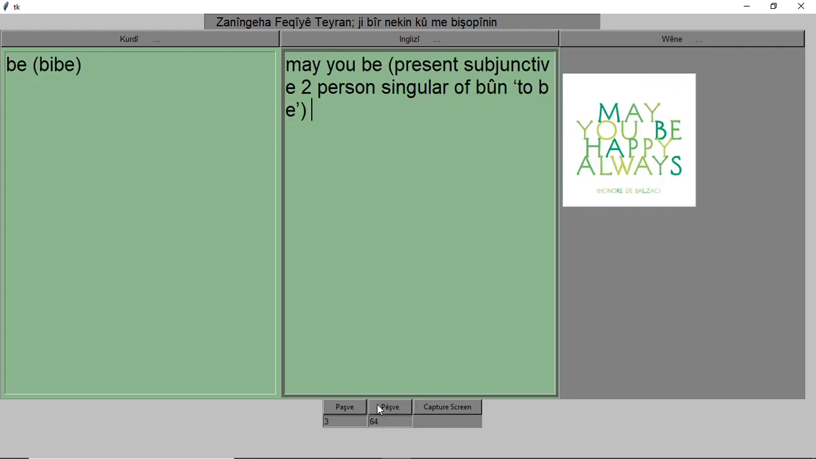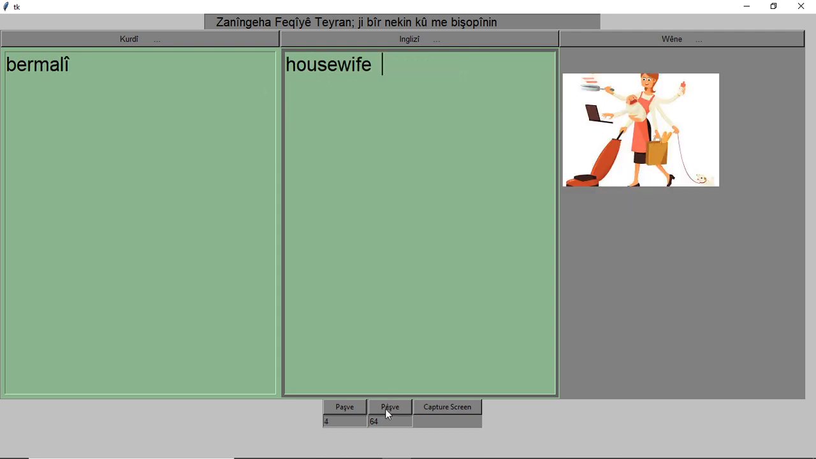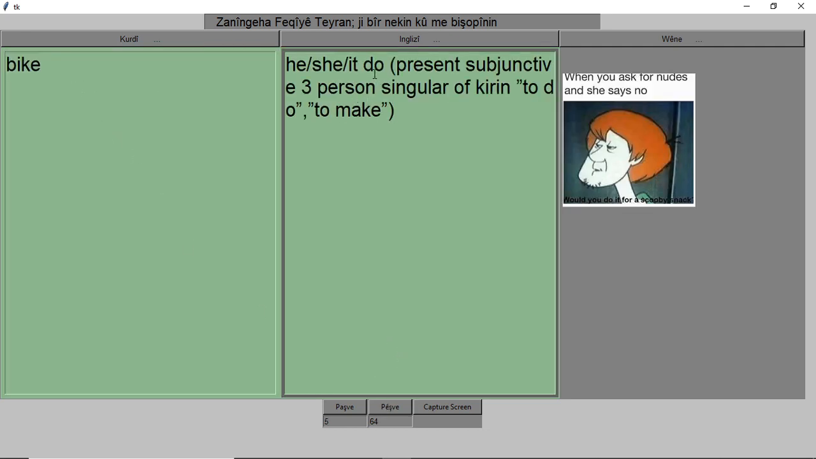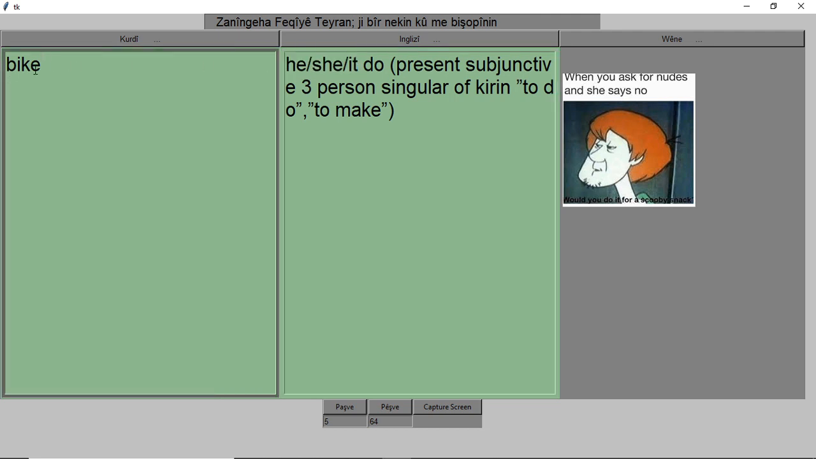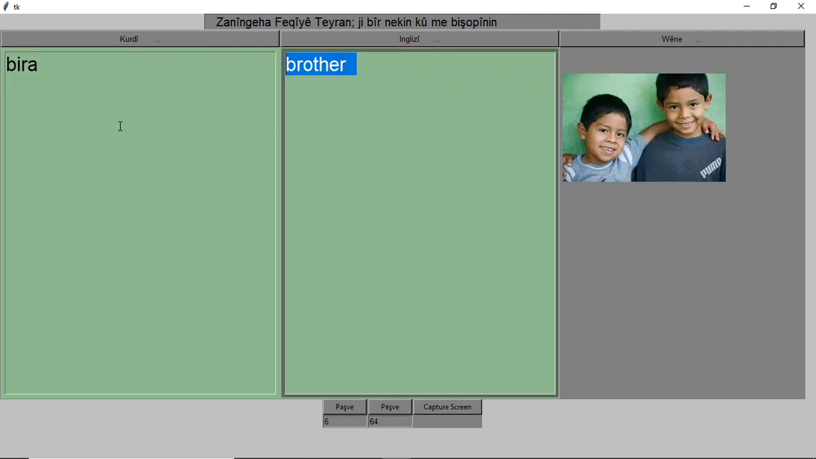bav, father, be, bebe, may you be, present subjective, two person singular, bun, singular of bun, to be. Bermali, housewife, beke, to do, actually do, but for she it beke, also could be to beke, she it, present subjective, person singular for current, to do, to make. Ew beke. Bra, brother.